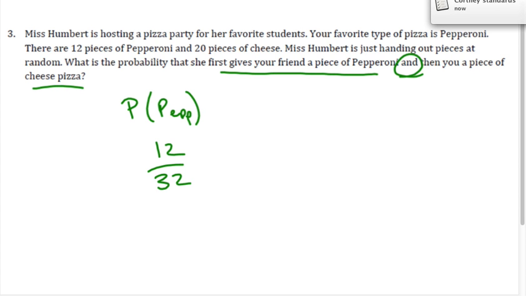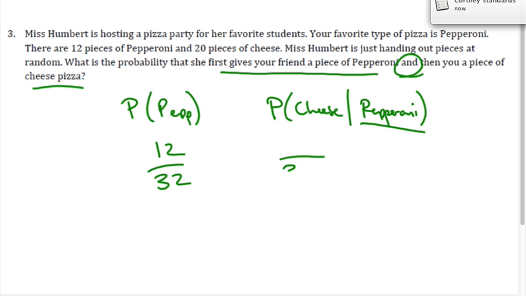So now, and then she gives you cheese, since your friend already got the pepperoni. Well, your friend got the pepperoni, and he or she didn't give the pepperoni back. So he kept it, or she kept it. So that means there's 30 ones left, and 20 of those are cheese. So this is that without replacement piece to it.